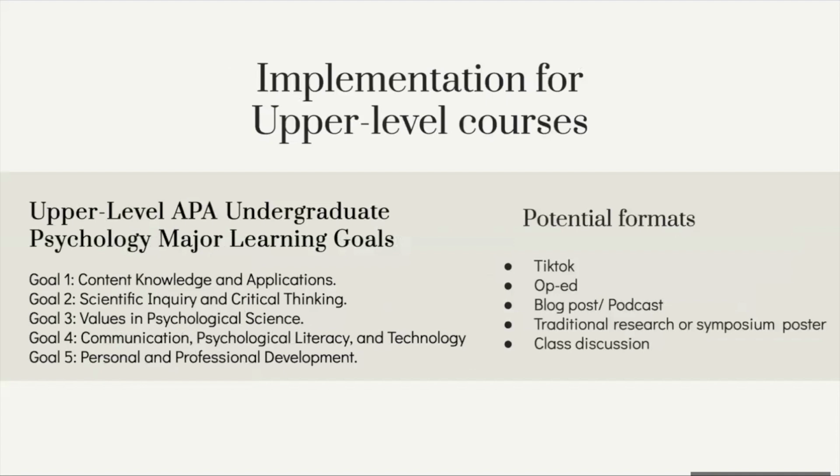So now that we have the general implementation covered, this is what implementation could look like for an upper level course. The great thing about the Right to Learns is that this assignment is going to be highly adaptable to various course types and subject matters. I have listed here on the left-hand side of the screen the upper level APA undergraduate psychology major learning goals. You can see here we have goals listed 1 through 5, and we can really take this Right to Learn project and shape it in a way that it is applicable to upper level courses.